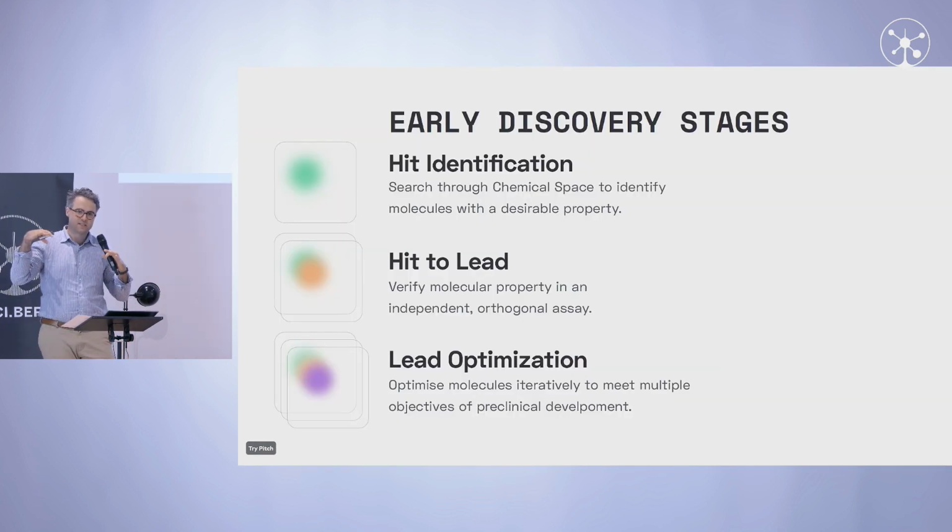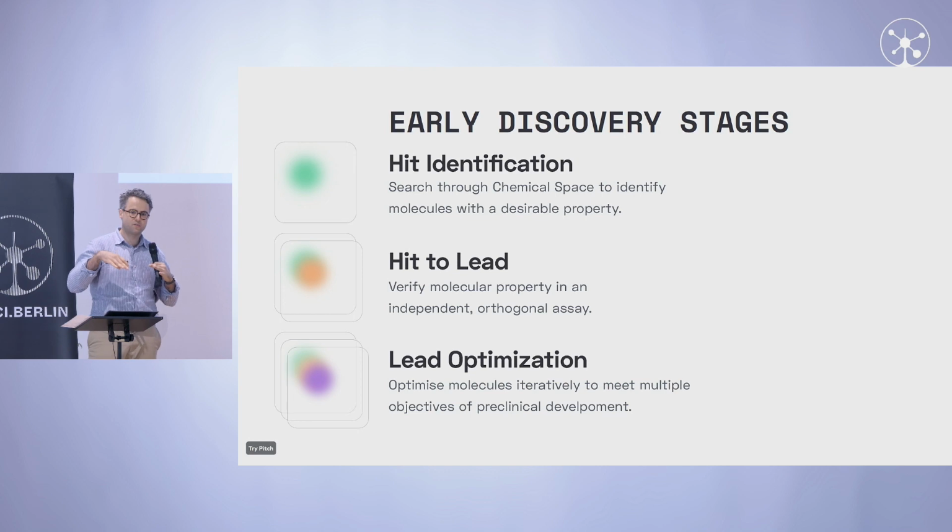And to just establish a bit of shared truth here for this room, it might be useful to go through what are the actual steps that happen after I know that I want to go after a drug target. Okay, so this is all preclinical development. And you can separate it into 3 stages. And the first one is hit identification.